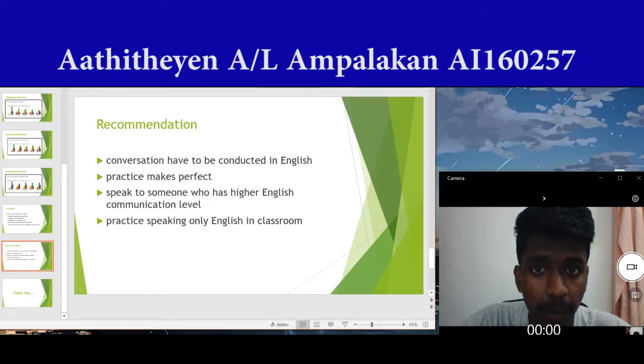Next, a very good way to improve English speaking is practicing speaking in English in classrooms. So you have to have this urge to learn and improve your English speaking. By practicing in class, not only are you improving yourself, you're working together with your peers and friends and motivating each other to speak in English. So you can make mistakes together and then learn from those mistakes. This is a very good way to improve our English speaking skills. That's all. Thank you.